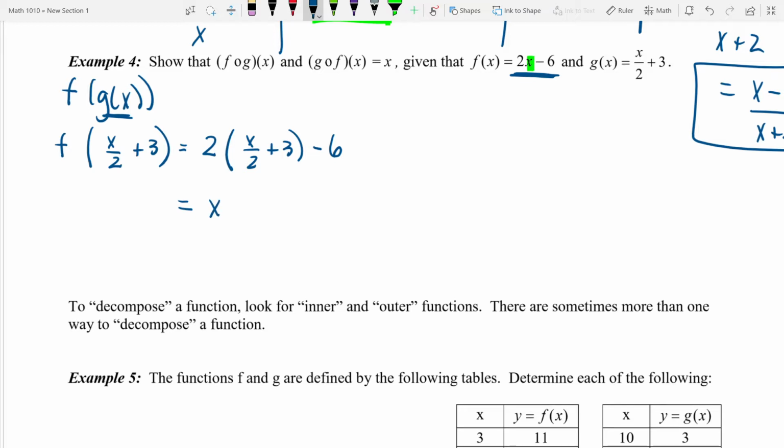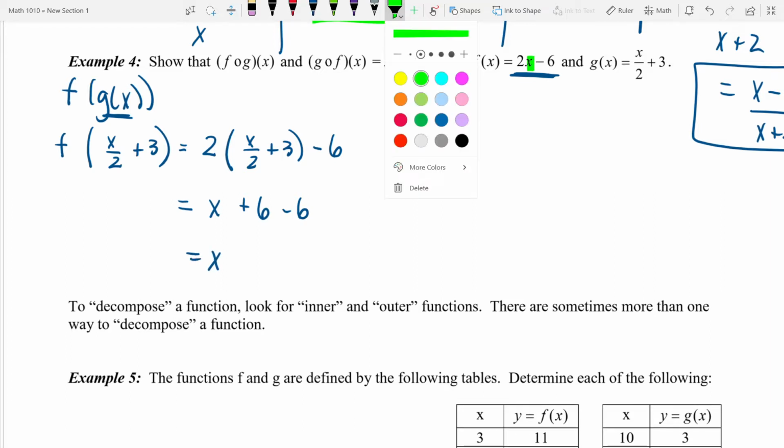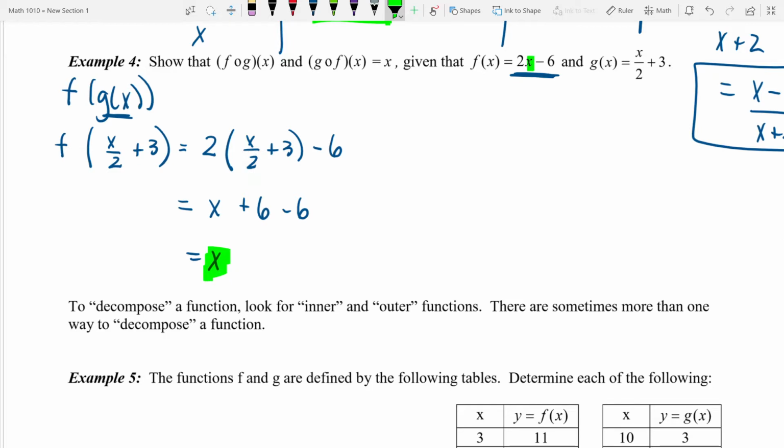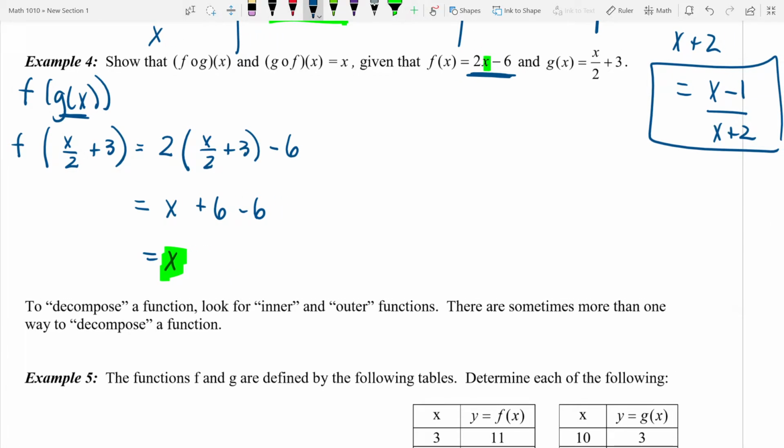It's 2x over 2, which is just an x. And then 2 times 3 is 6 minus 6. The 6's cancel, your answer's an x, and you're done. Okay, let's do the next one.